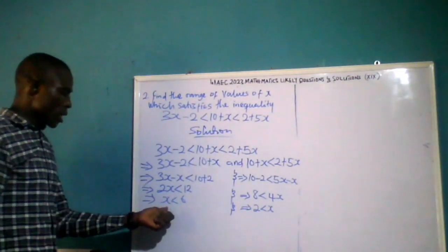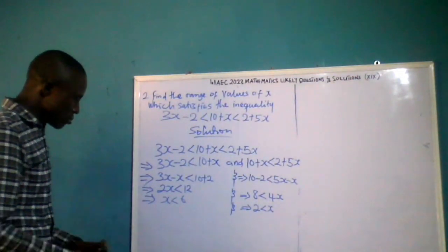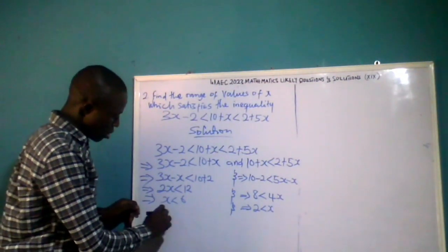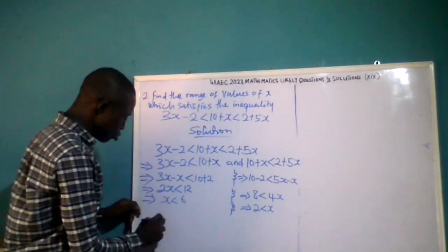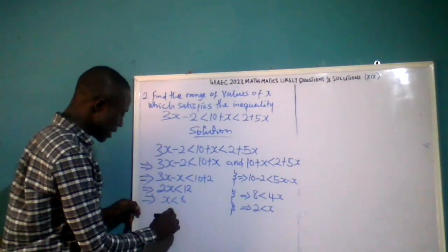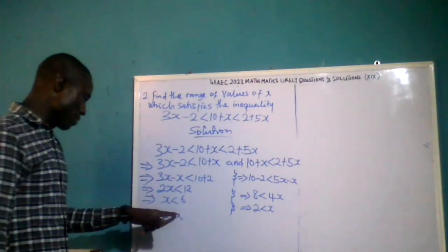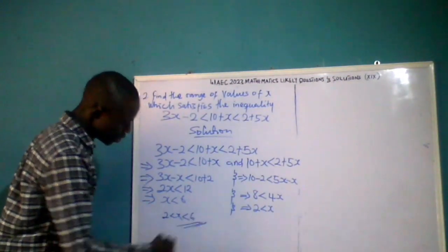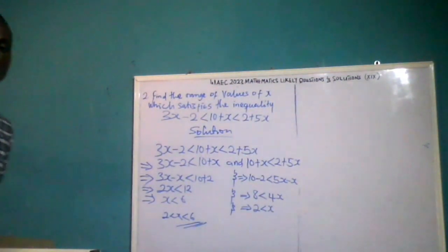Bring back together these two inequality statements. If you join them together, you have 2 less than x, and the same x less than 6. And that's your final answer.